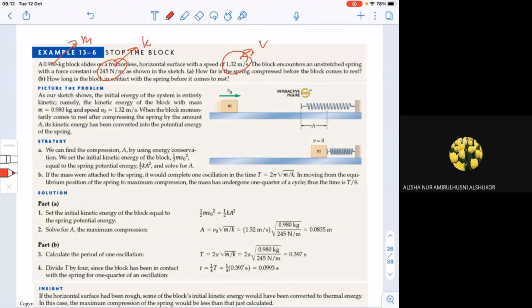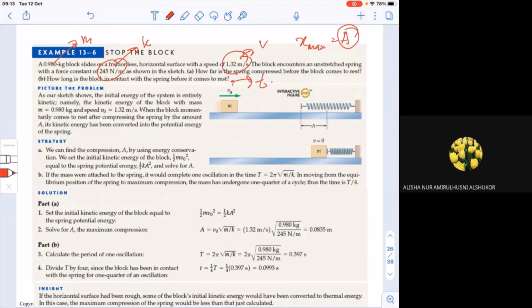How far is the spring compressed before the block comes to rest? So that means we want to find what is the X, or in this case, before it comes to rest, that means the maximum value of the X. So X maximum is A. So in part A, we want to find what is the amplitude. And how long is the block in contact with the spring before it comes to rest? This one you want to find T.